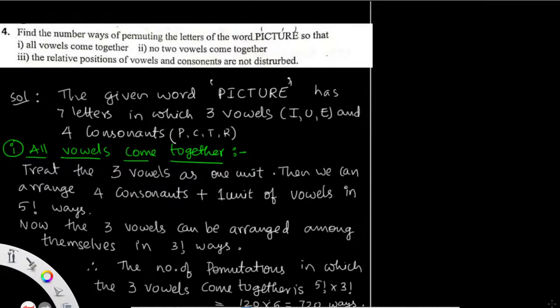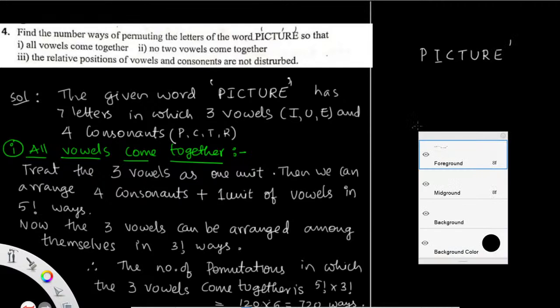If any question is given, first read it carefully to get an idea. So find the number of ways of permuting the letters of the word PICTURE so that all the vowels come together, no two vowels come together, and the relative positions of vowels and consonants are not disturbed. The word given is PICTURE.